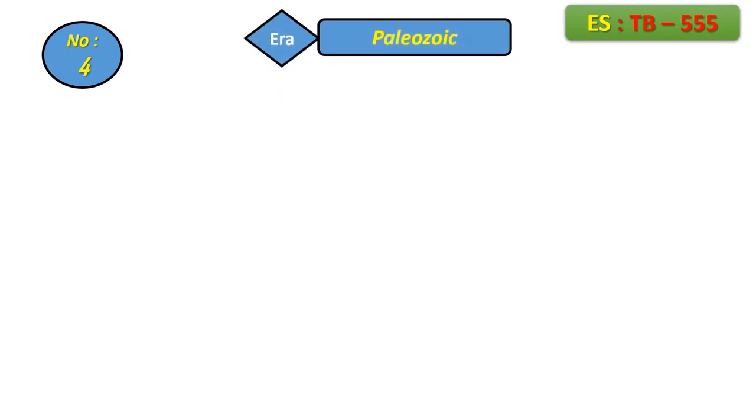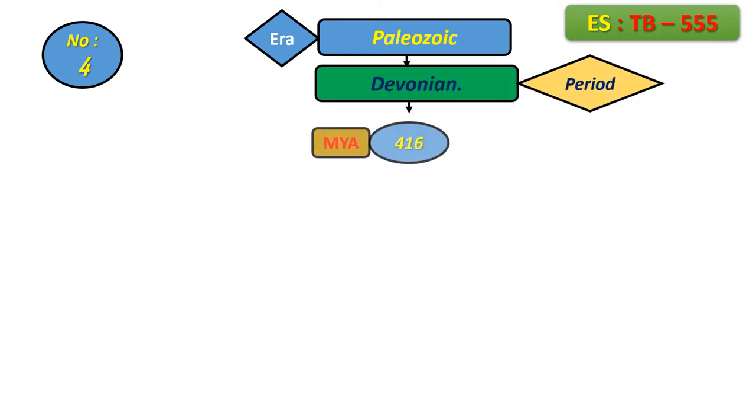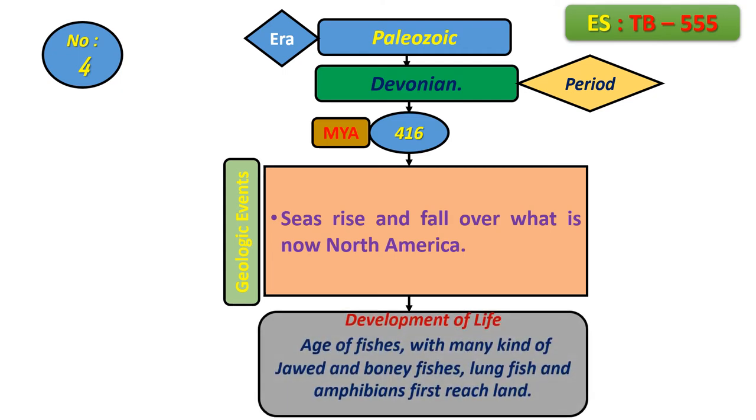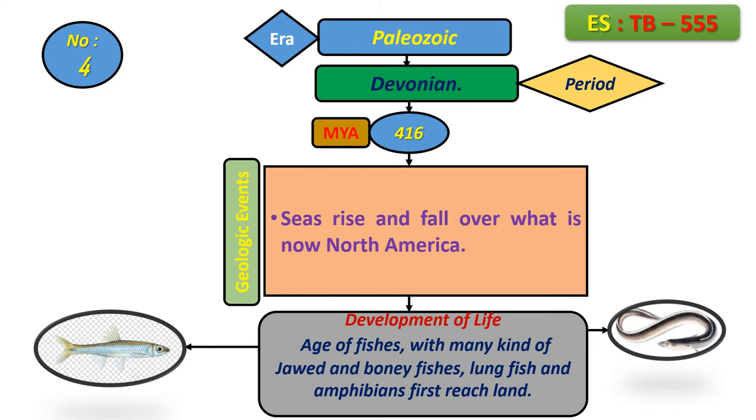The fourth period of the Paleozoic era is the Devonian period, around 416 million years ago. Geologic events: seas rise and fall over what is now North America. Development of life: age of fishes, with many kinds of jawed and bony fishes. Lungfish and amphibians first reach land. The Devonian period is commonly called the Age of Fishes. Look at the diagram, you can see the bony fish and jawless fishes.